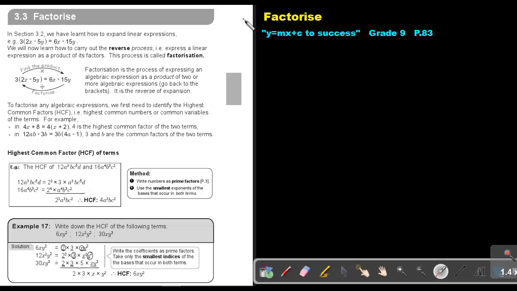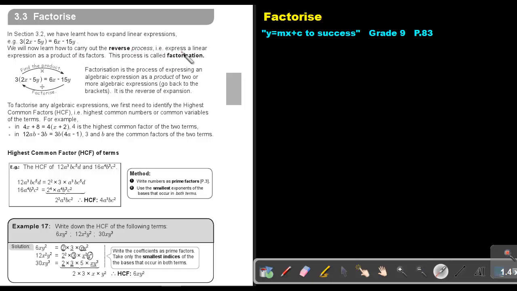Part 8, Factorize. You will find this on page 83 in the Namibian Mathematics Grade 9 textbook, y equals mx plus c to success. Factorize. In section 3.2, we have learned how to expand linear expressions. For example, if we have 3 bracket 2x minus 5y, we can take that 3 and multiply it in to get this. We will now learn how to carry out the reverse process.